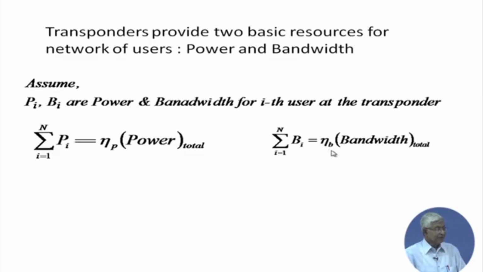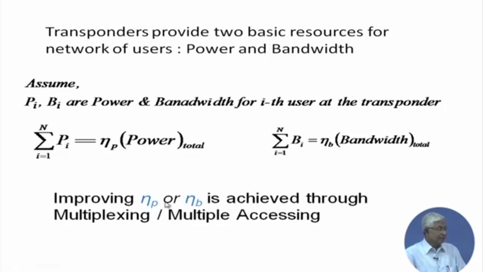So, our intention in this multiple access is to make eta p in case of power and eta b in case of bandwidth as near to 1 as possible, right. Now, improving this eta p and eta b is achieved through multiple accessing, and sometimes it can be called multiplexing in some cases.